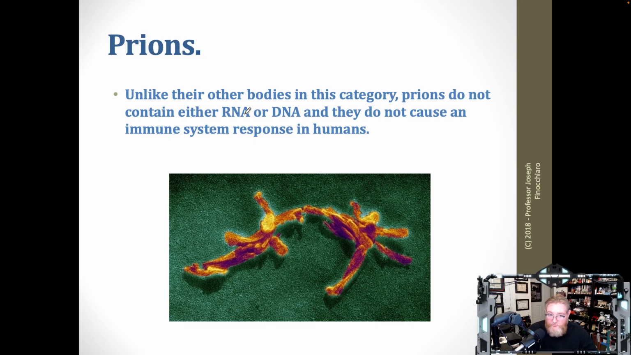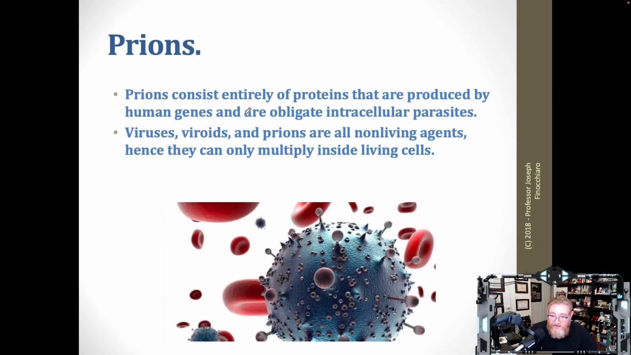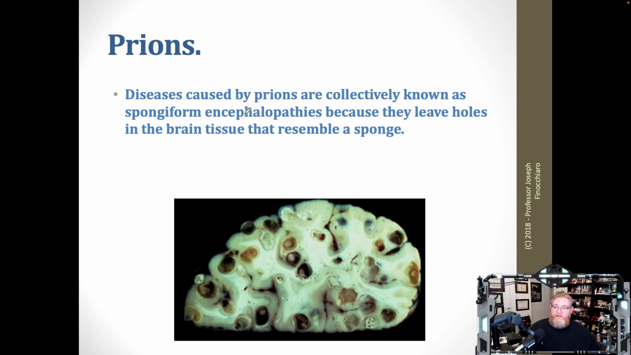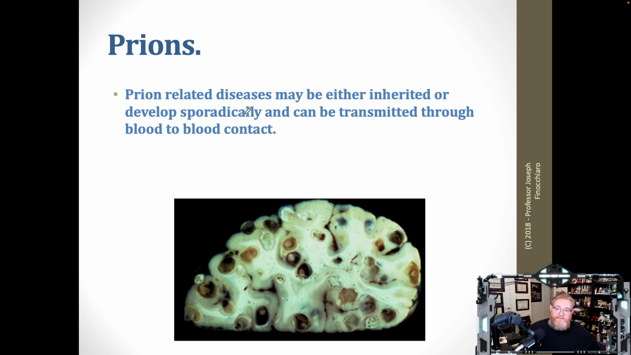Super, super, super important. Viruses and viroids produce an immune response. Prions do not. Prions consist entirely of proteins that are produced by human genes and are obligate intracellular parasites. Viruses, viroids, and prions are all non-living agents, hence they can only multiply inside living cells. Diseases caused by prions are collectively known as spongiform encephalopathies because they leave holes in the brain tissue that resemble a sponge. Prion-related diseases may either be inherited or develop sporadically and can be transmitted through blood-to-blood contact.